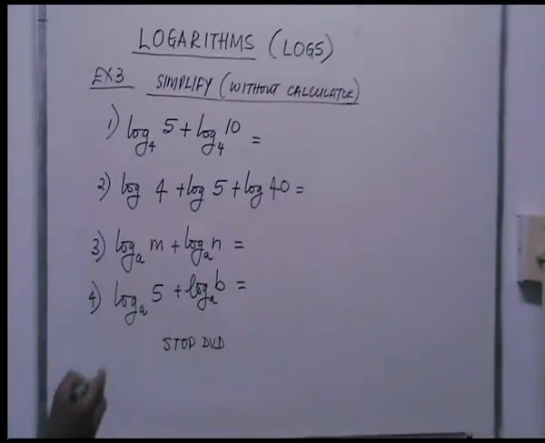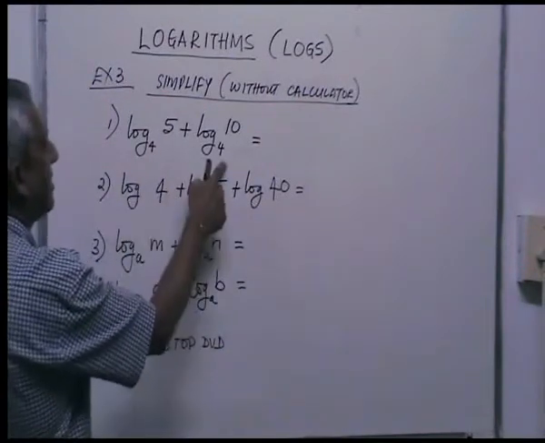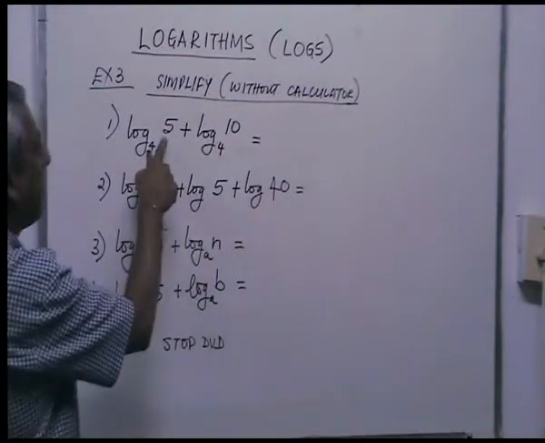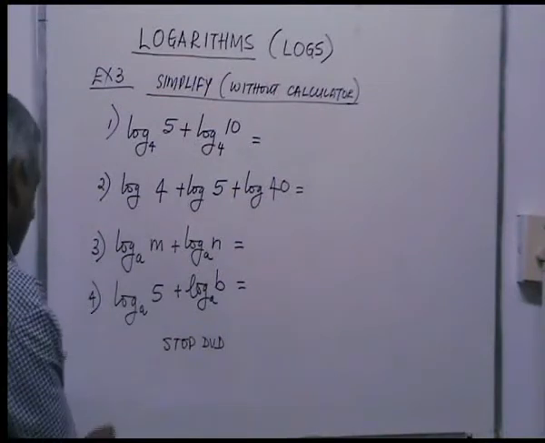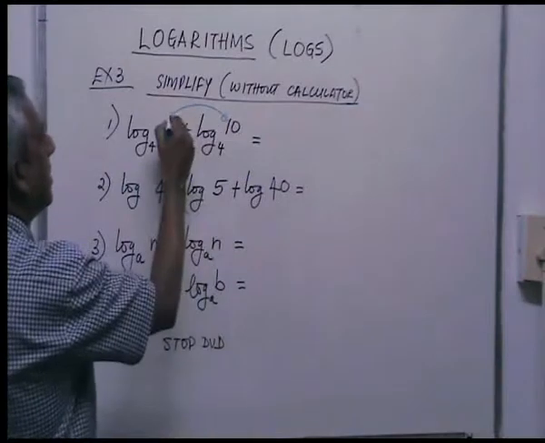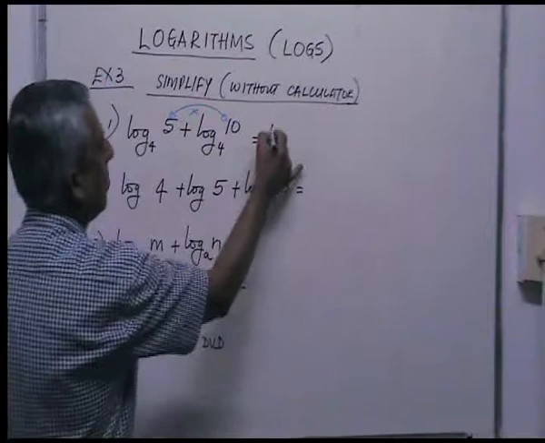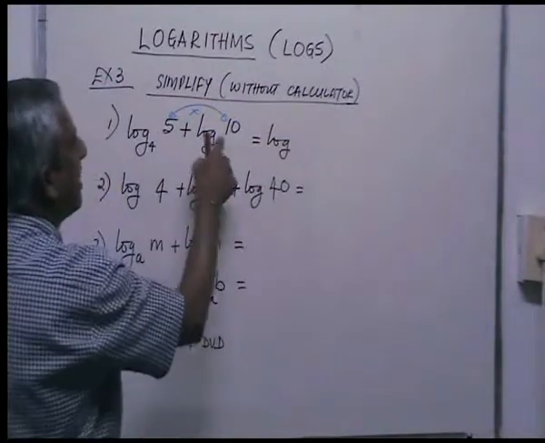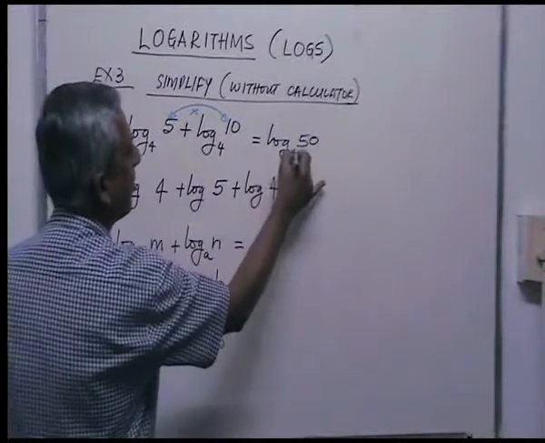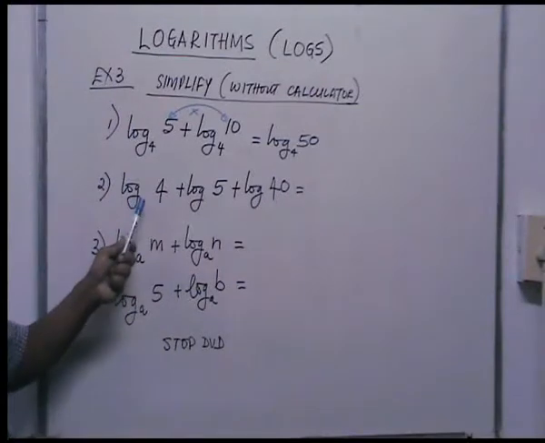Alright, so we want to apply law number 1 here, and that law says check if the bases are the same. Yes, the bases are the same. Therefore, you can multiply those two numbers. So the final answer is log 5 times 10, 50, and you must indicate the base, which is 4.